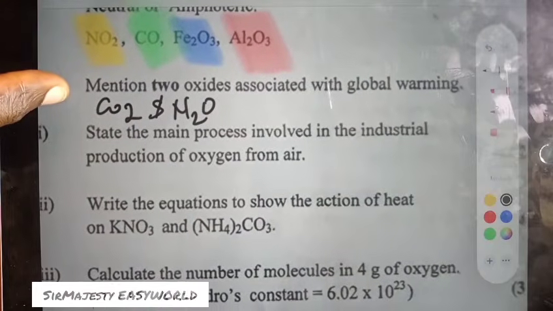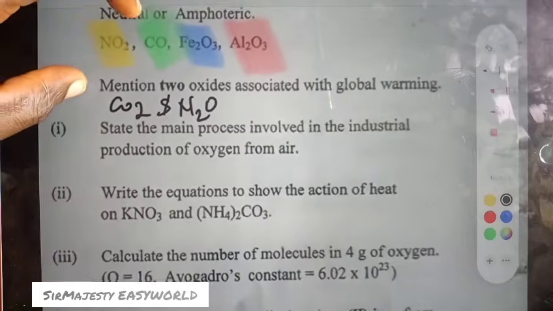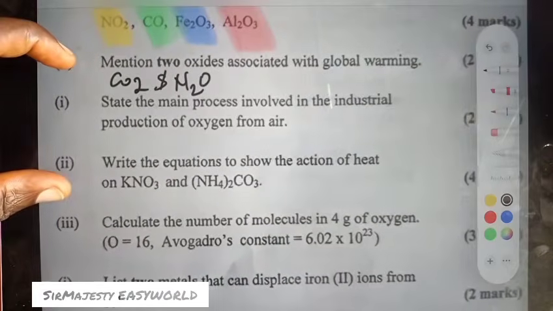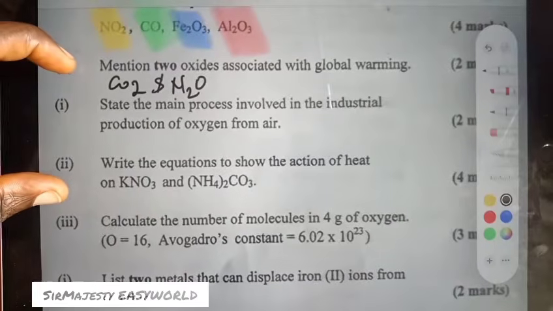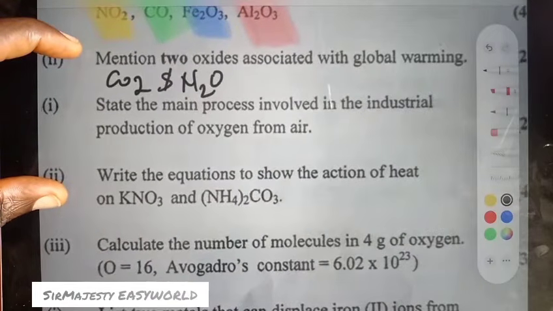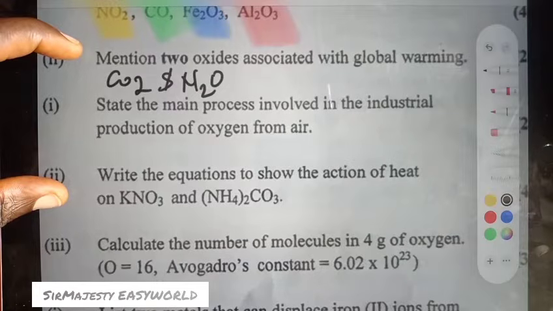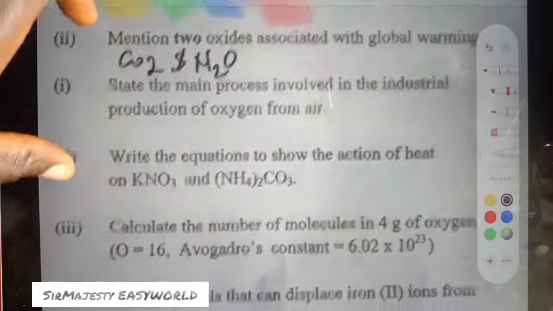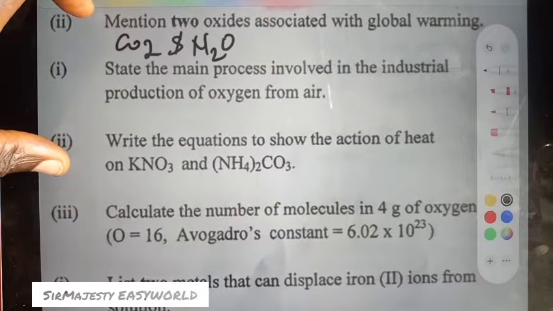State the main process involved in the industrial production of oxygen from air. In the industrial production of oxygen from air, it involves liquefaction of air and then fractional distillation of liquid air. You use fractional distillation because oxygen and nitrogen, these major constituents of air, have different boiling points. I think that of nitrogen is minus 196. I wouldn't accurately remember that of oxygen, but oxygen has a higher boiling point than nitrogen. So you use fractional distillation.